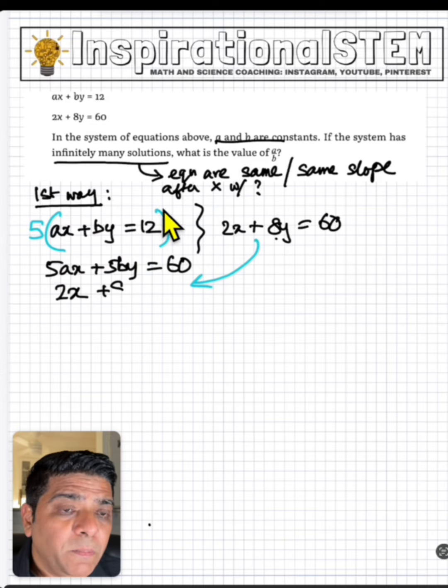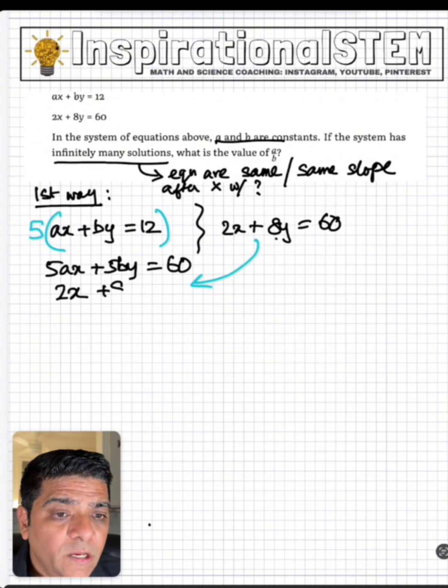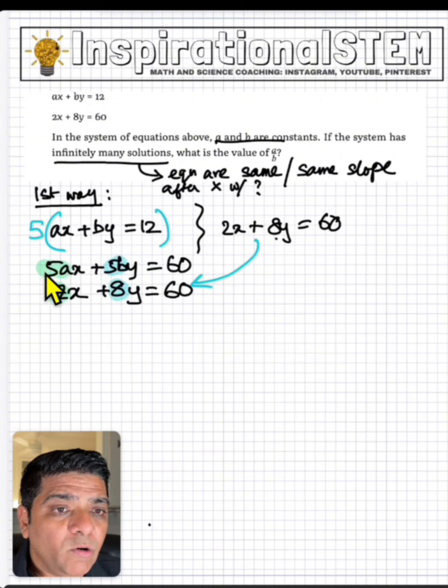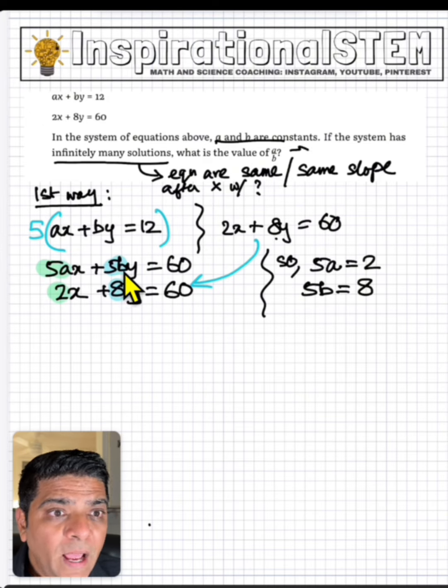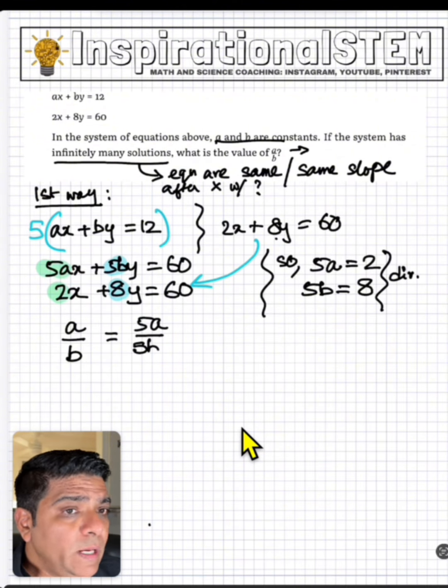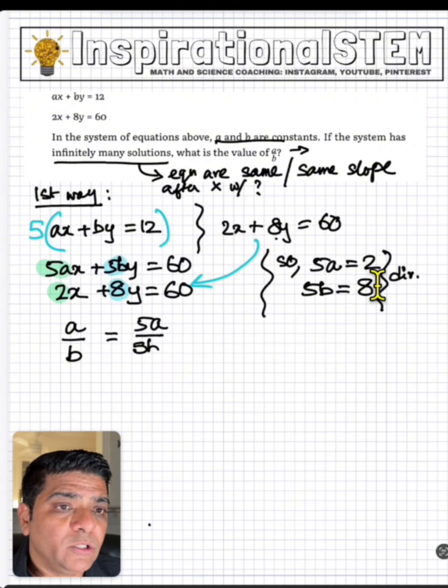So let's go ahead and multiply this whole thing by 5. And when we do that, we get a 60 in the first equation. We already have a 60 in the second. Let's write them down here. So now you see the coefficient of x is 5a, and the coefficient of x is 2. 5b is the coefficient of y, and 8 is the coefficient of y. So we know they are the same equation, so we can write 5a equals 2 right here, and then 5b equals 8.